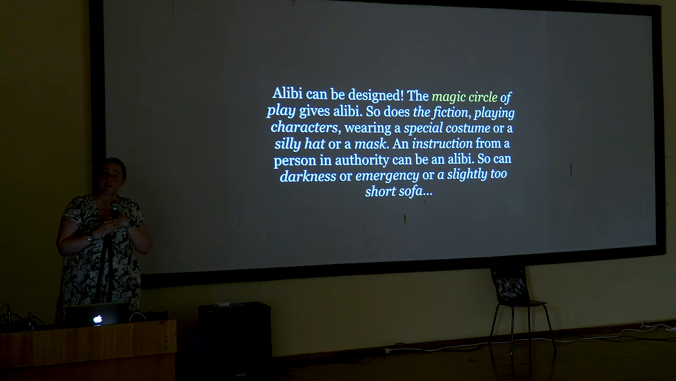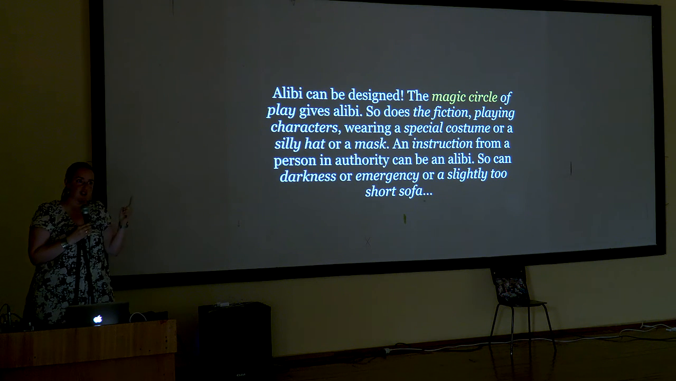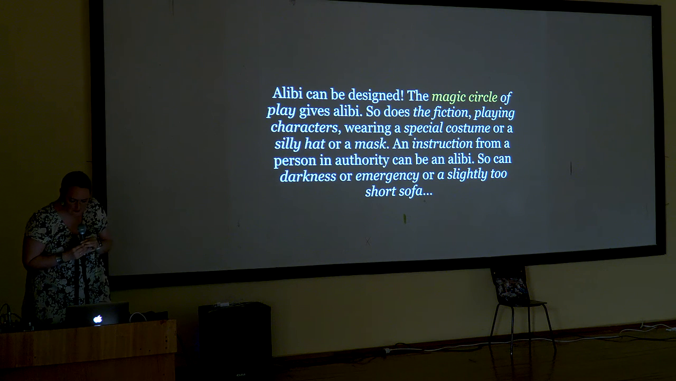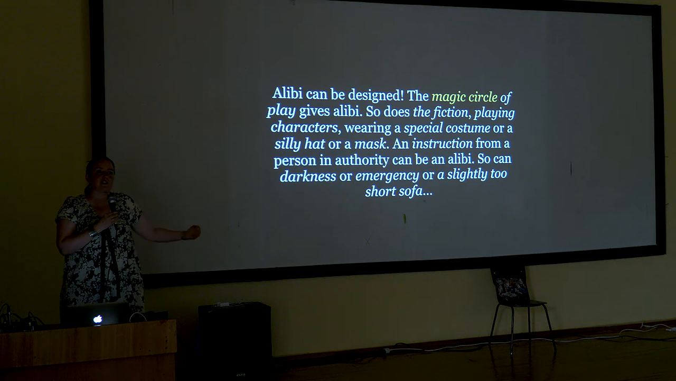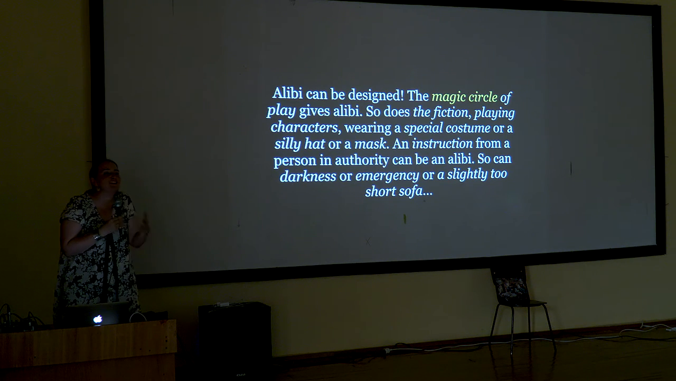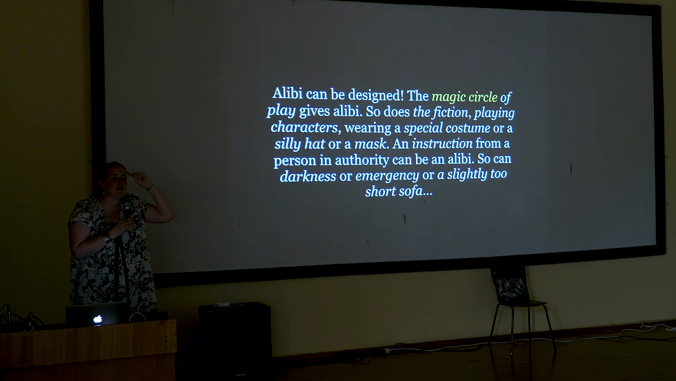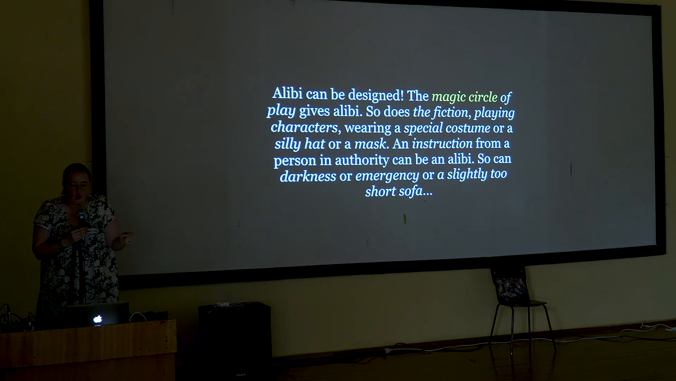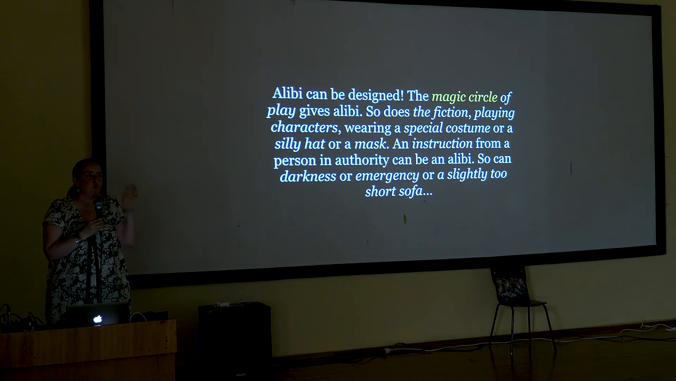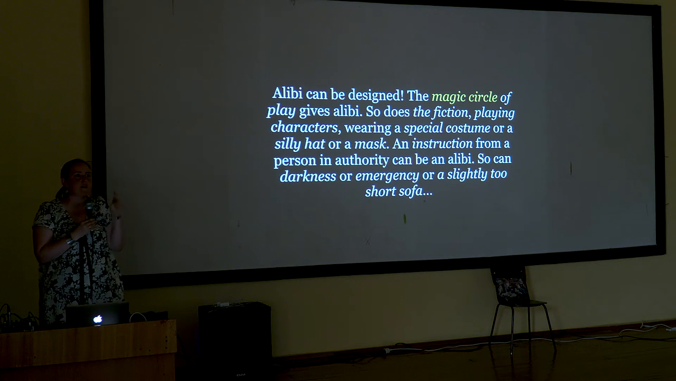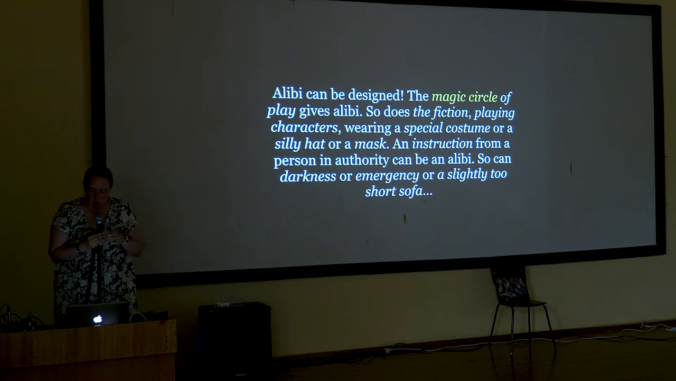But he gave me the alibi to do that. In fact, he gave me an instruction, which can be one way of designing alibi. But darkness can give alibi, or a very short sofa can give us the alibi to sit very close together. This could be anything. So it's about starting to think in this way. What can allow your participants in your LARP to behave in the way that you want them to behave? How do you design the alibi that allows them to play your LARP?